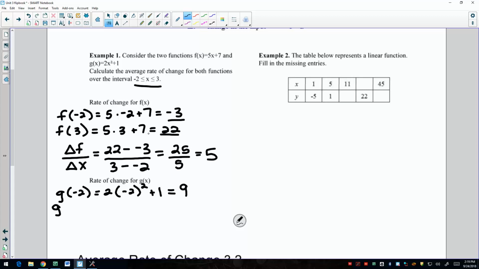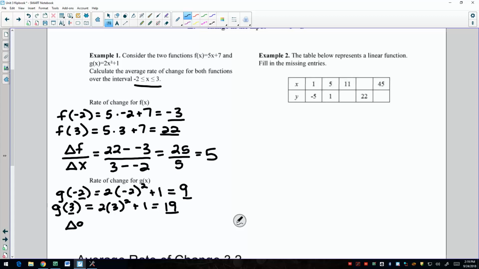Now we're going to do the other end of the interval, which was 3. So G of 3 turns out to be 2 times 3 squared plus 1. 3 squared is 9 times 2 is 18 plus 1 is 19. So now I'm going to use these two outputs with these two inputs to find my average rate of change.